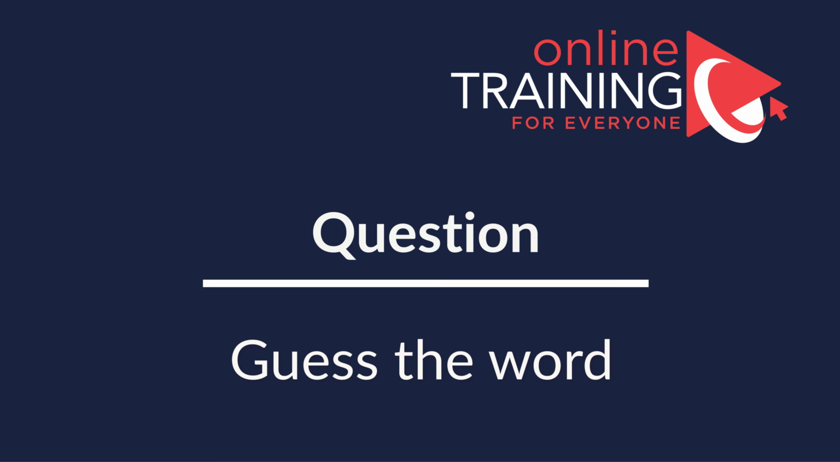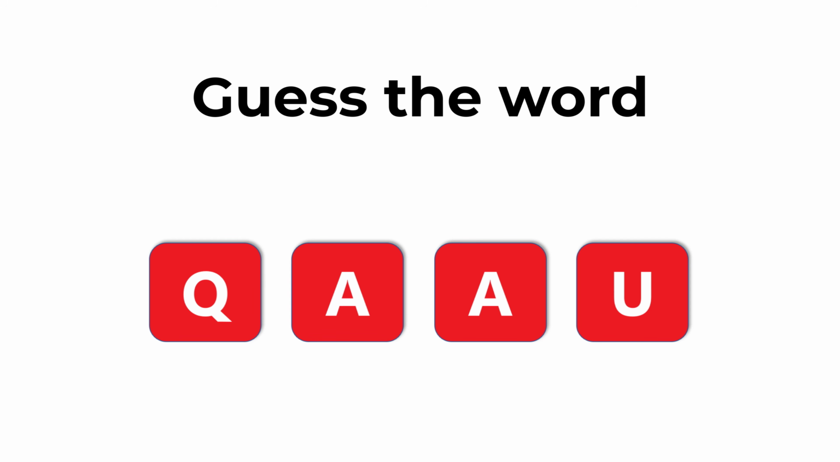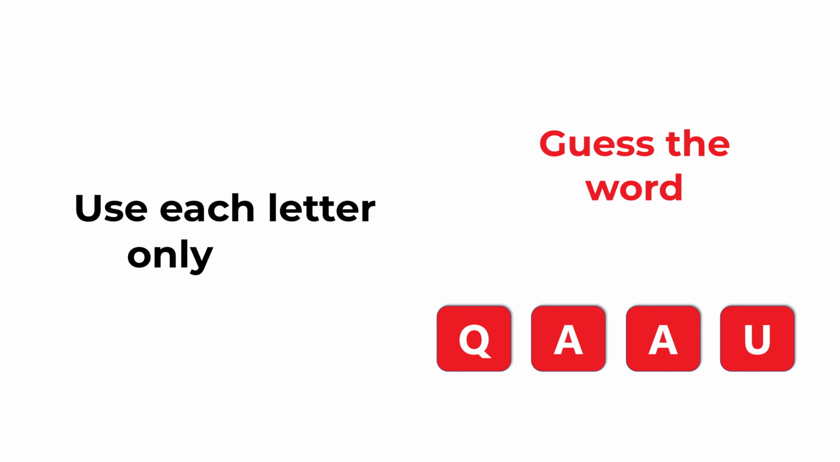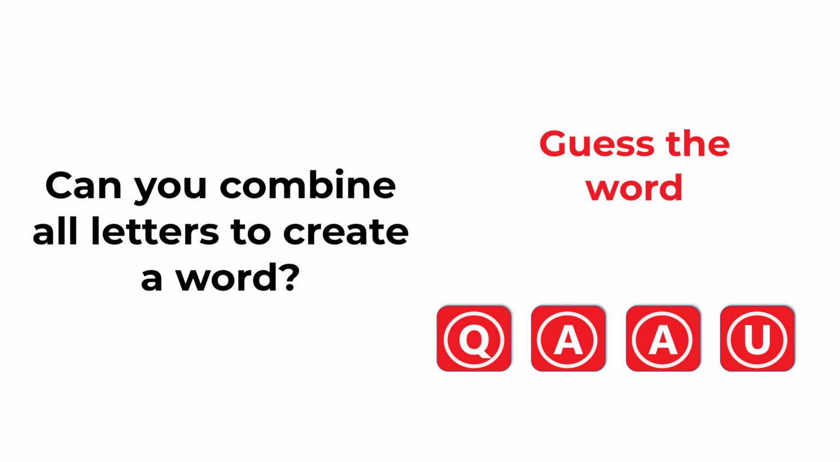A lot of times, you might be presented with a question in the test that will try to determine your knowledge of English words, as well as how quickly you can extract these words from your memory. In this particular case, we are looking at 4 letters: Q, A, U, and A, and you need to guess the word by combining these letters.